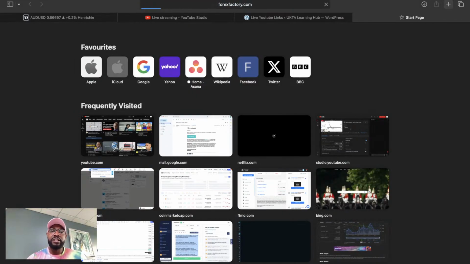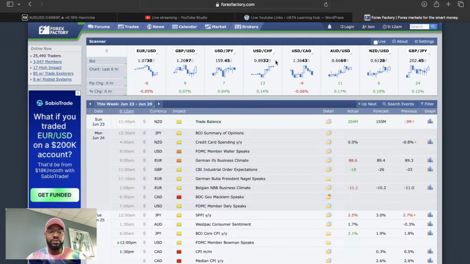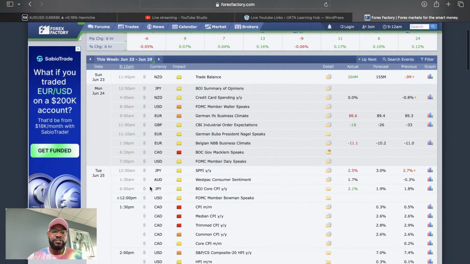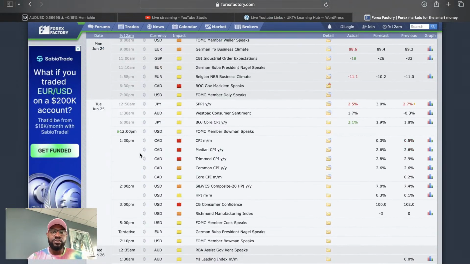We'll have a look at Forex Factory to see the high impact news we have coming out. Today is Tuesday, 25th of June. 1:30 p.m. we have CPI numbers on CAD. That's going to bring a lot of volatility into the market. You can see already the previous is 0.5% and the forecast is 0.3%. So far, they're forecasting the CPI numbers to come out lower on CAD.